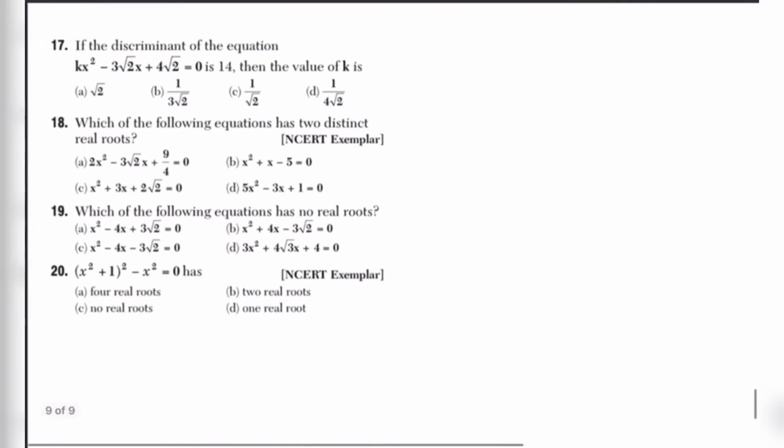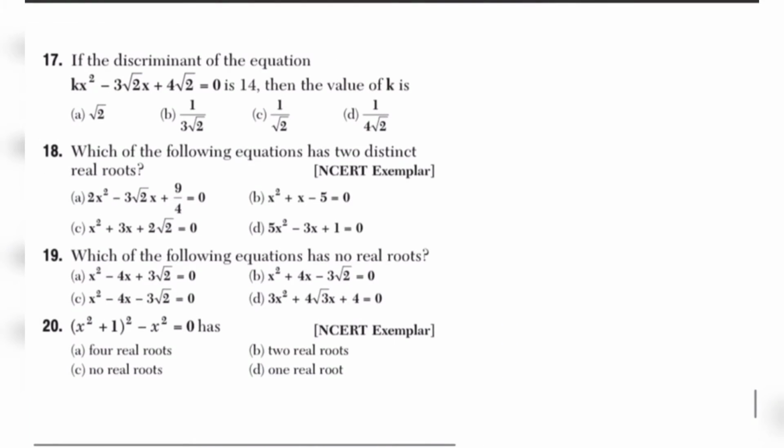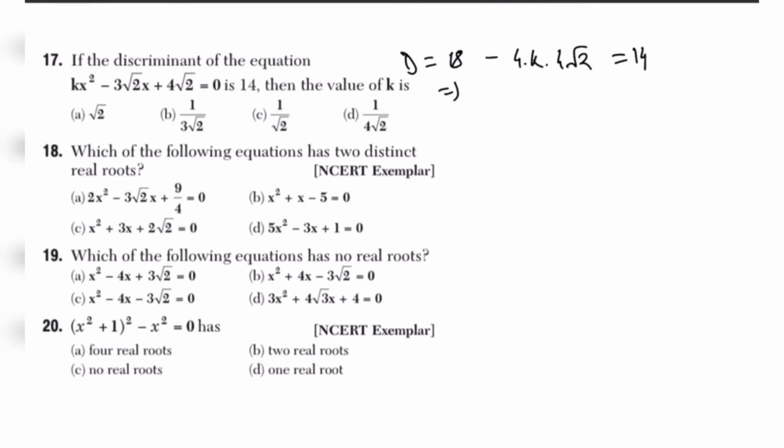Let's see question number 17. If this discriminant is 14, then what is the value of K? What is the discriminant here? 3 root 2 whole square, so 3 square 9 times 2 is 18, minus 4 times K times 4 root 2. This we want to be 14. So what does this mean? 16 root 2 K equals 4. So this means that K equals 4 by 16 root 2, that is 1 by 4 root 2. Here is your correct option.